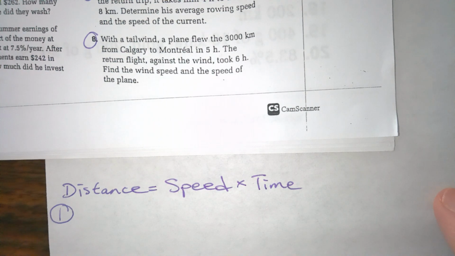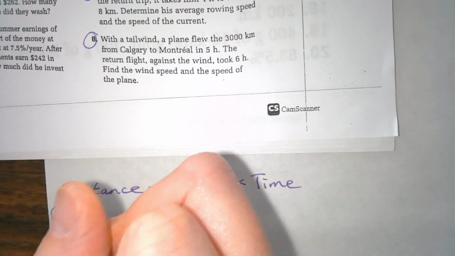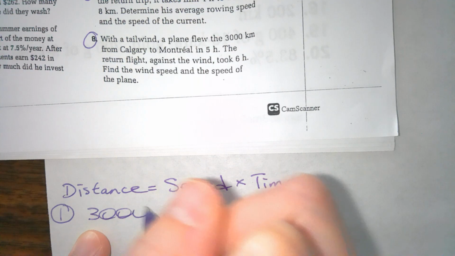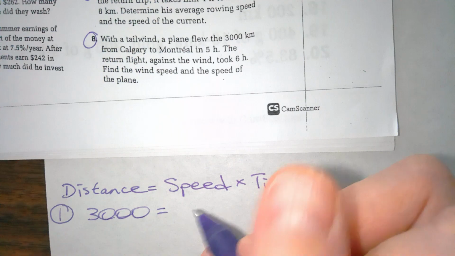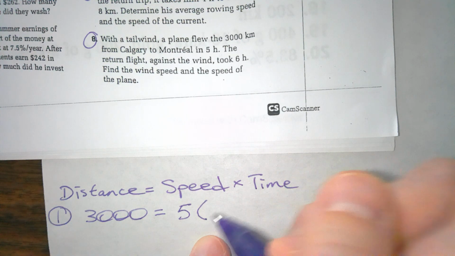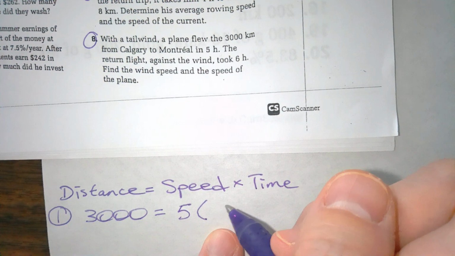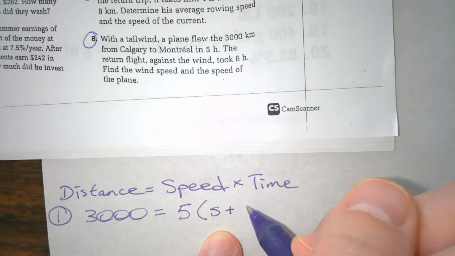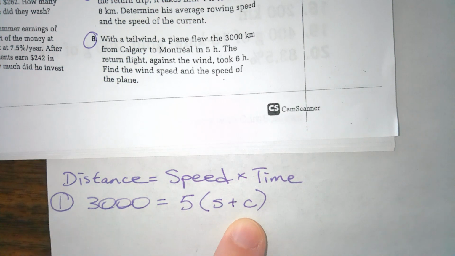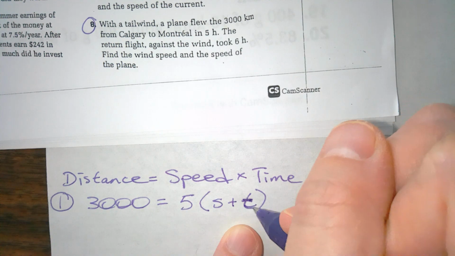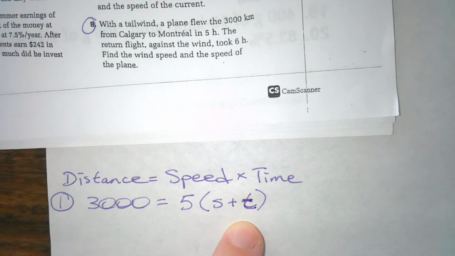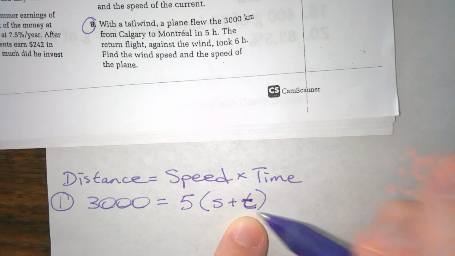Okay, so your first equation would be 3,000. That's the distance equals the time that it took, which was 5 hours, and with the tailwind, so that means your speed is faster. Okay, I'll put T for tailwind. The one before, we were rowing a boat, so that's why we used C for current, and this time we'll use T for tailwind.